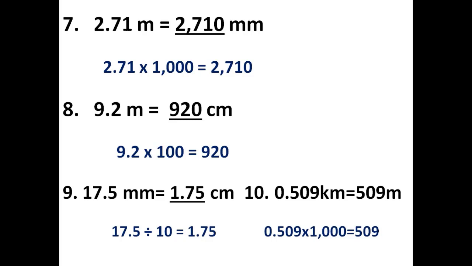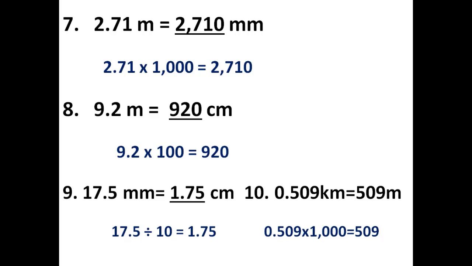After that, 8, 9.2 meter, we want to change it into centimeter. 1 meter is equal to, you know well, 100 centimeter. Now we are multiplying 9.2 by 100, we will get 920 centimeter.